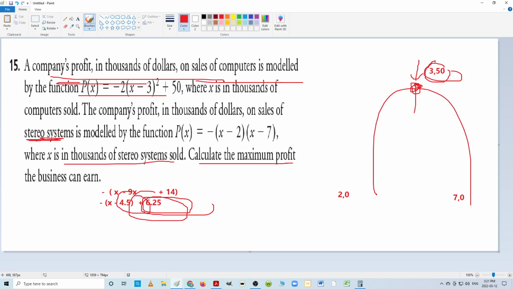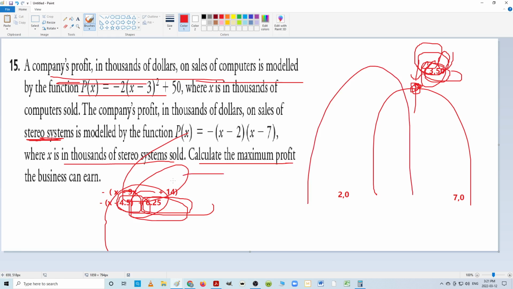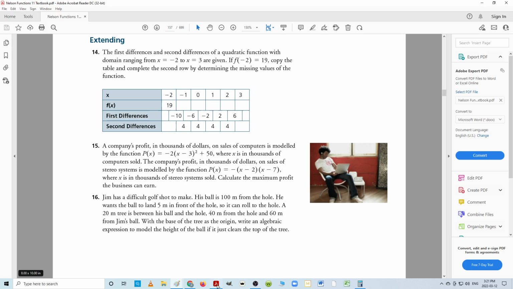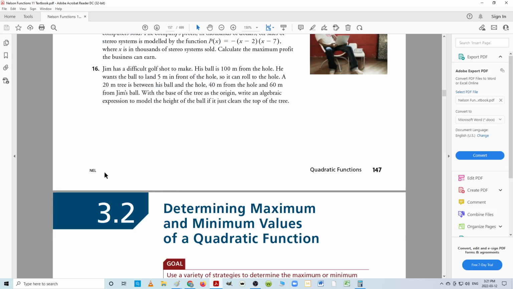And he's going to make the most profit if he sells 4.5 stereos, and he's going to make the most profit if he sells 3,000. Yeah, 3,000 computers and 4,500 stereos. That will be their max profit, because the vertex is the max profit. Weird question. They threw me off.